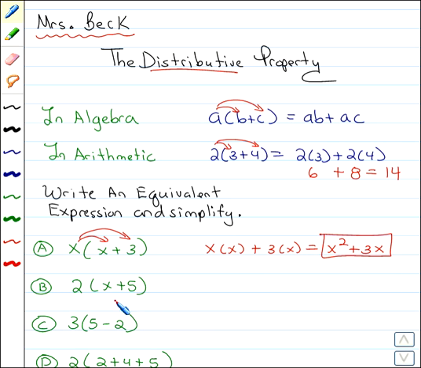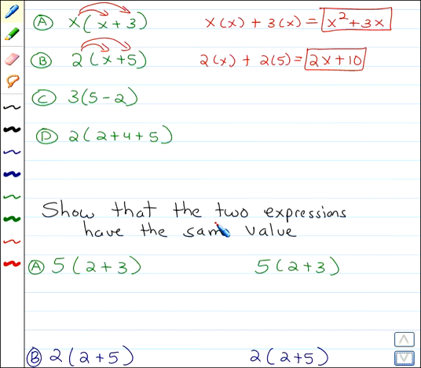Alright, for letter B, we have 2 times x plus 5. Now we can get 2 times x plus 2 times 5. That will give us 2x plus 10, and that's as simple as we can make this problem. Now I want you to try letter C and D on your own and then hit continue when you are ready.